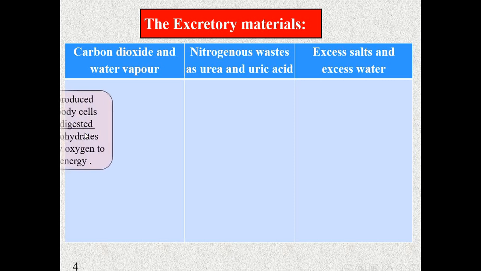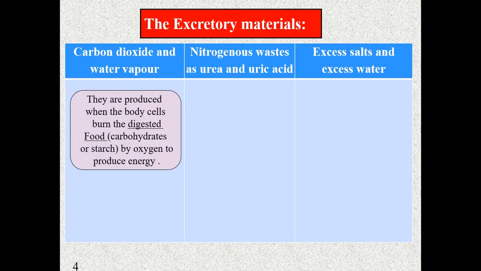Let's start with the carbon dioxide. Carbon dioxide and water vapor are produced when the body cells burn the digested food, like carbohydrate or starch, with oxygen to produce energy. So carbon dioxide and water vapor are produced when body cells burn the digested food to get energy.